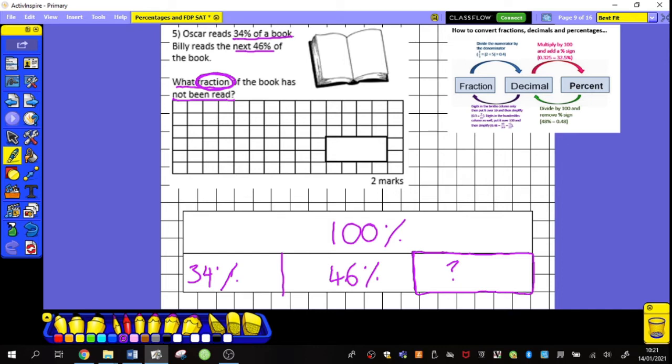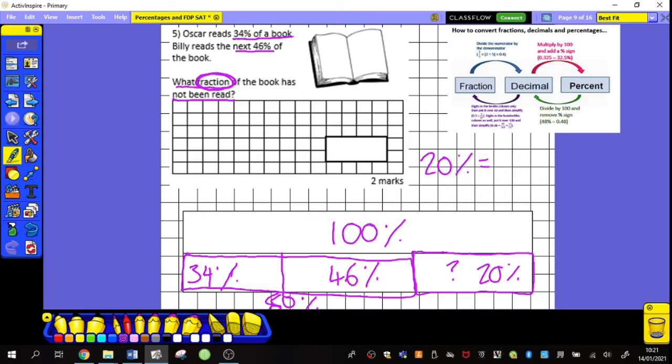So the first thing I'm going to do is to add up the 34 and the 46 to get the whole of this area. Once I know the whole of that area, I can subtract it from my 100. So 34 and 46, oh that's a very dodgy 8, there we go, is 80. So if I subtract it from 100, quick mental maths, is 20%. Now that I can't put in my answer box because it's not asking for 20%, it's asking what fraction. So I now need to convert 20% into a fraction.